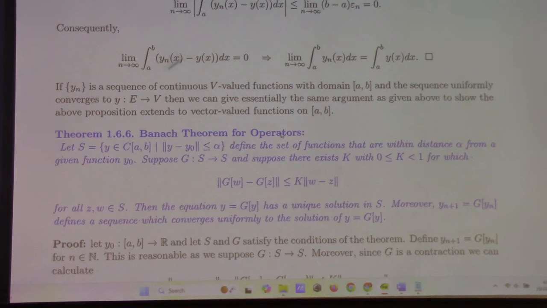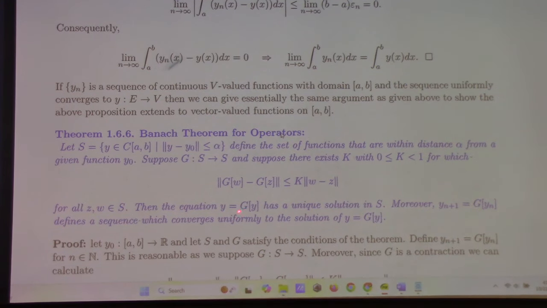But I'm going through the proof again because the proof given in Nagel, Saff, and Snyder looks radically different, so I think it's good for us to see. Here's the context we're going to be working in. We look at continuous functions from A to B that are within distance alpha of a given function y naught. I guess it doesn't have to be constant. Suppose G is a mapping from S to S, where that's this closed bounded set, and suppose there exists a contraction constant K such that this is true.